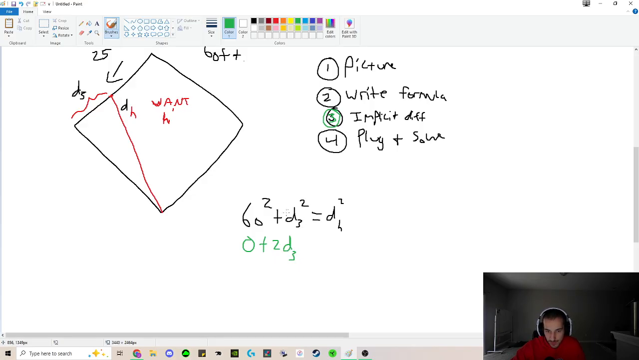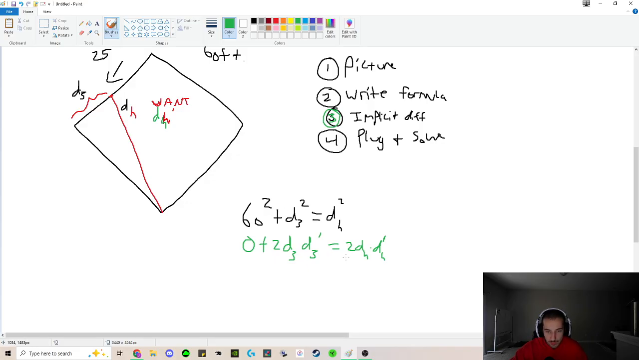2d3, right? We take our derivative, times d3 prime, equals 2dh times dh prime, right? And dh prime is what we're solving for. And this is dh. Sorry for the notation.